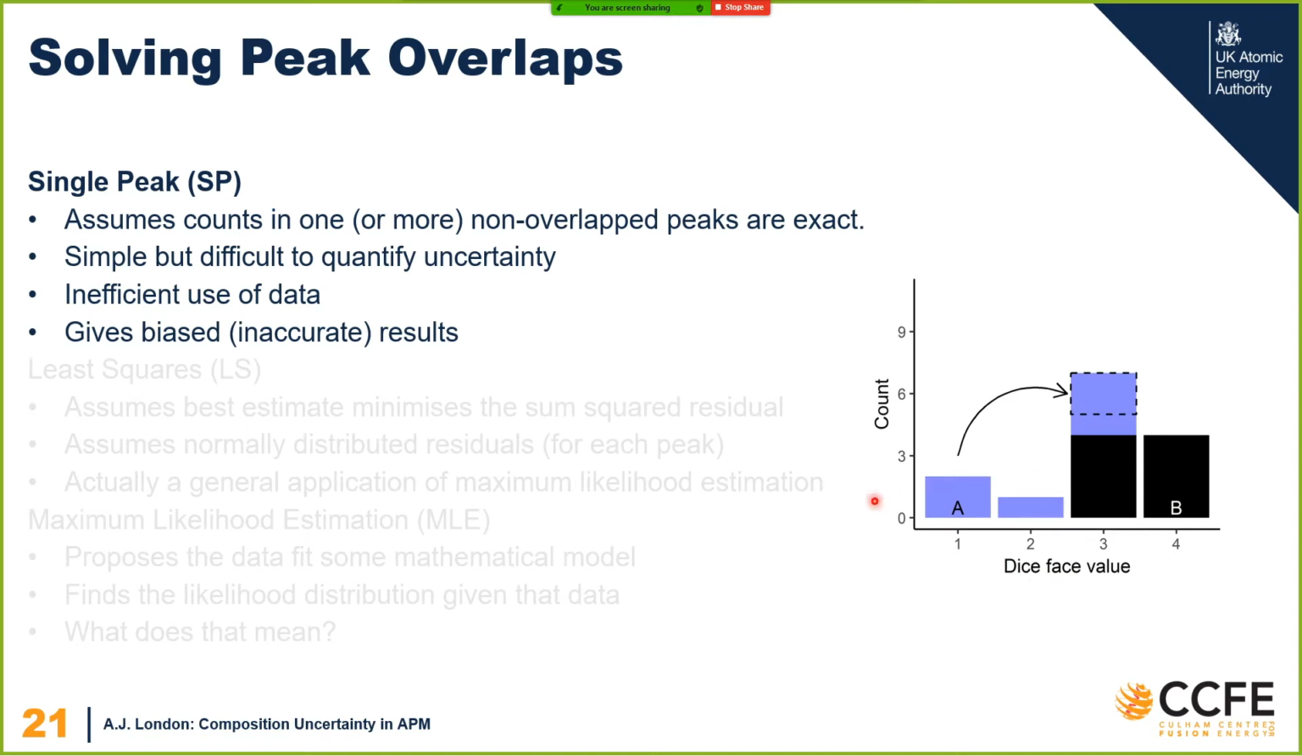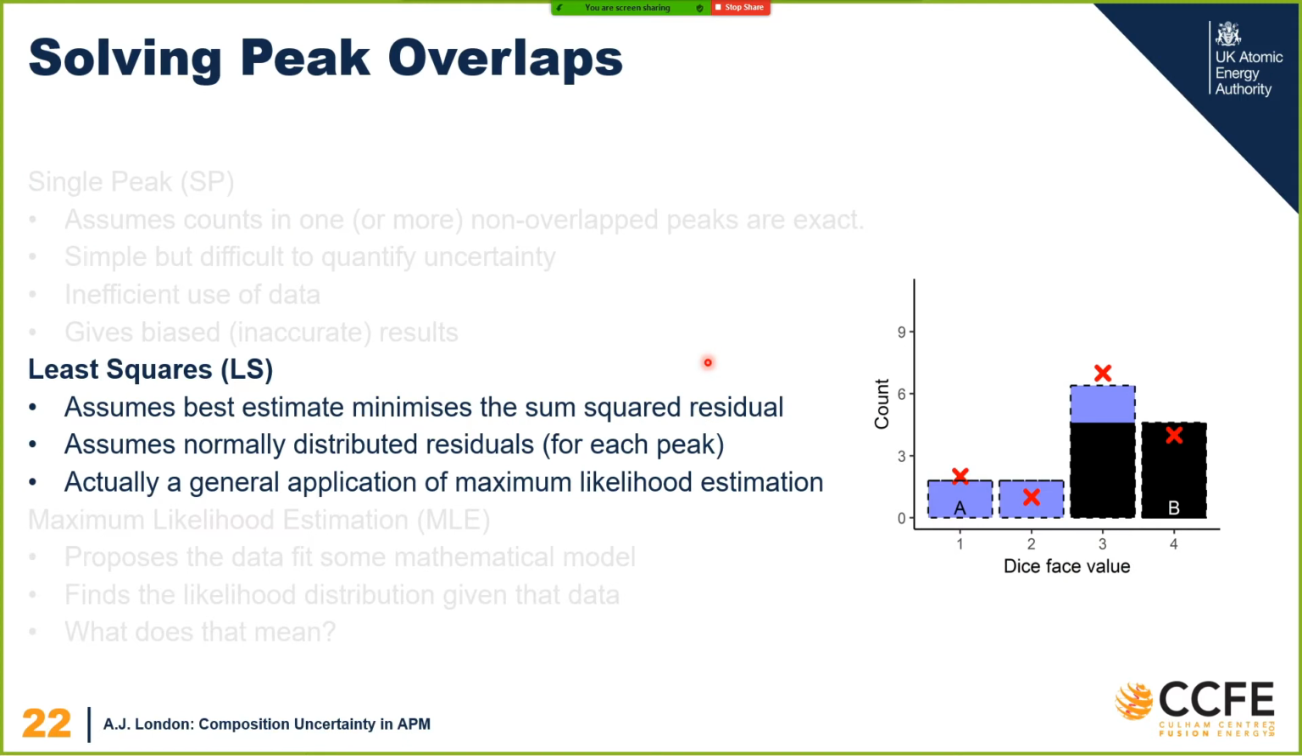If you're just using one peak, it's a very inefficient use of the data. So if you're just using peak 1, you've got the data from peak 2 and peak 4, which you could also use. You've even got the data from peak 3. But if you just use a single peak, this gives you a biased and inefficient use of the data.